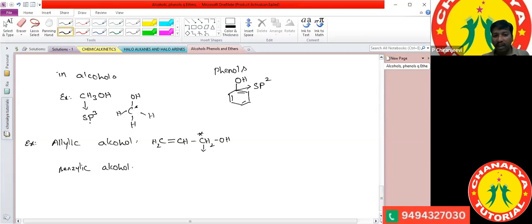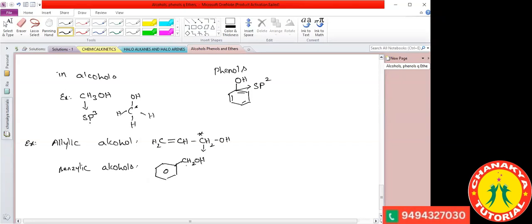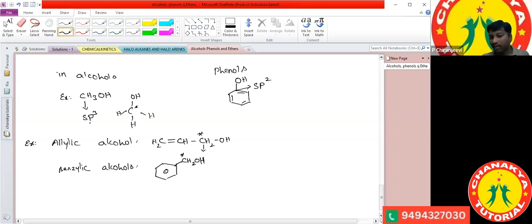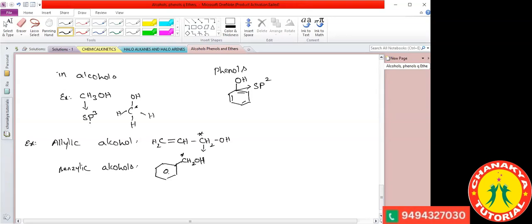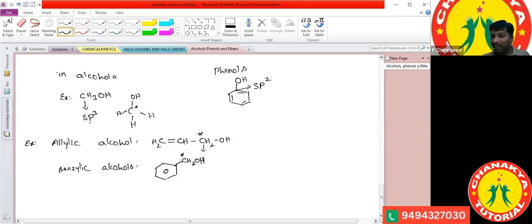Now one more example, benzylic alcohol. What is the hybridization of the carbon in benzylic alcohol? In this one, what is the hybridization? Sir, sp2. Benzyl means this carbon. After the benzene ring, whatever carbon is next to it, we call it a benzyl carbon. If the OH group is attached to the benzyl carbon atom, we call it a benzyl alcohol or benzylic alcohol.